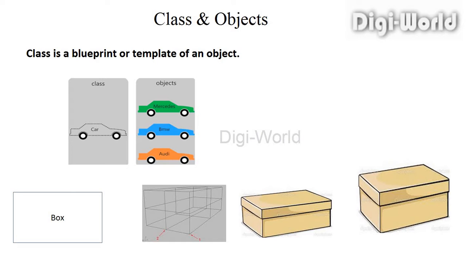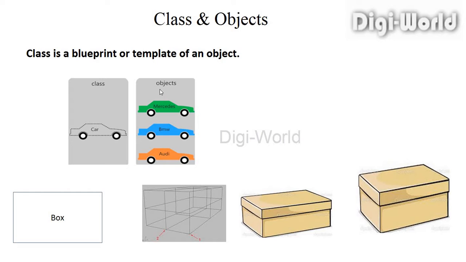If your friend asks you which car you have, you tell them that you have a Mercedes car, or you tell them that you have a BMW car, right? But they all are cars. So the car is a class, okay? And from that car, different companies have made different models, right? Real world objects. So the class is a blueprint of an object. Okay, this is a simple definition of the class.